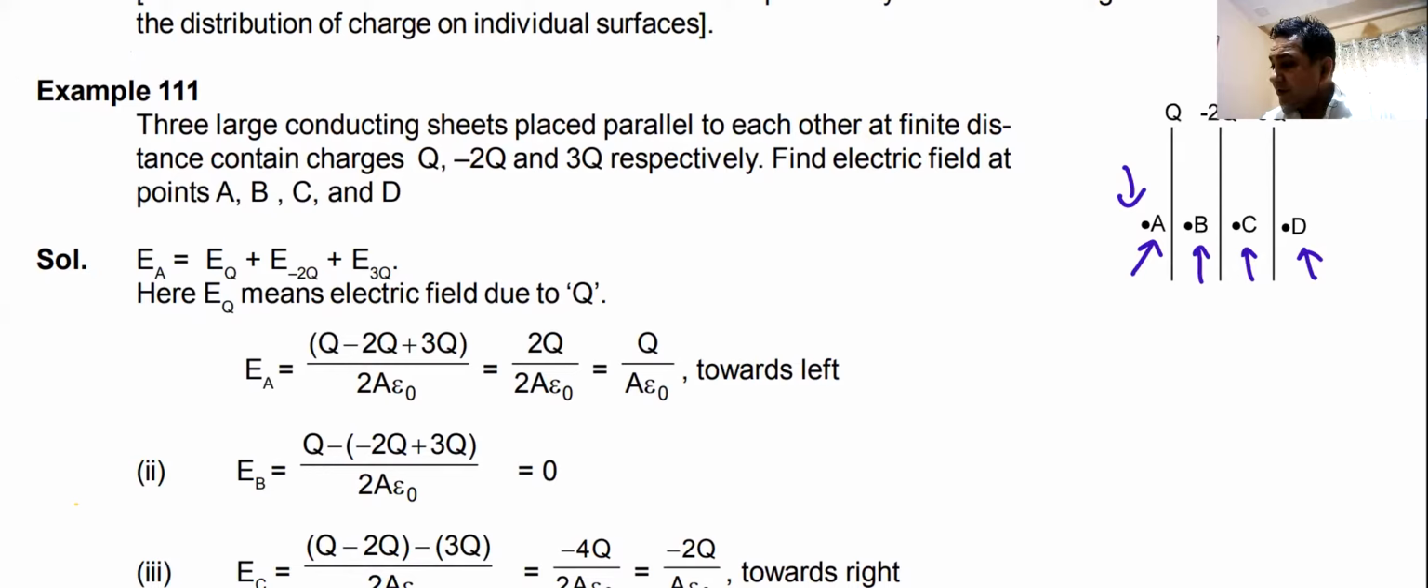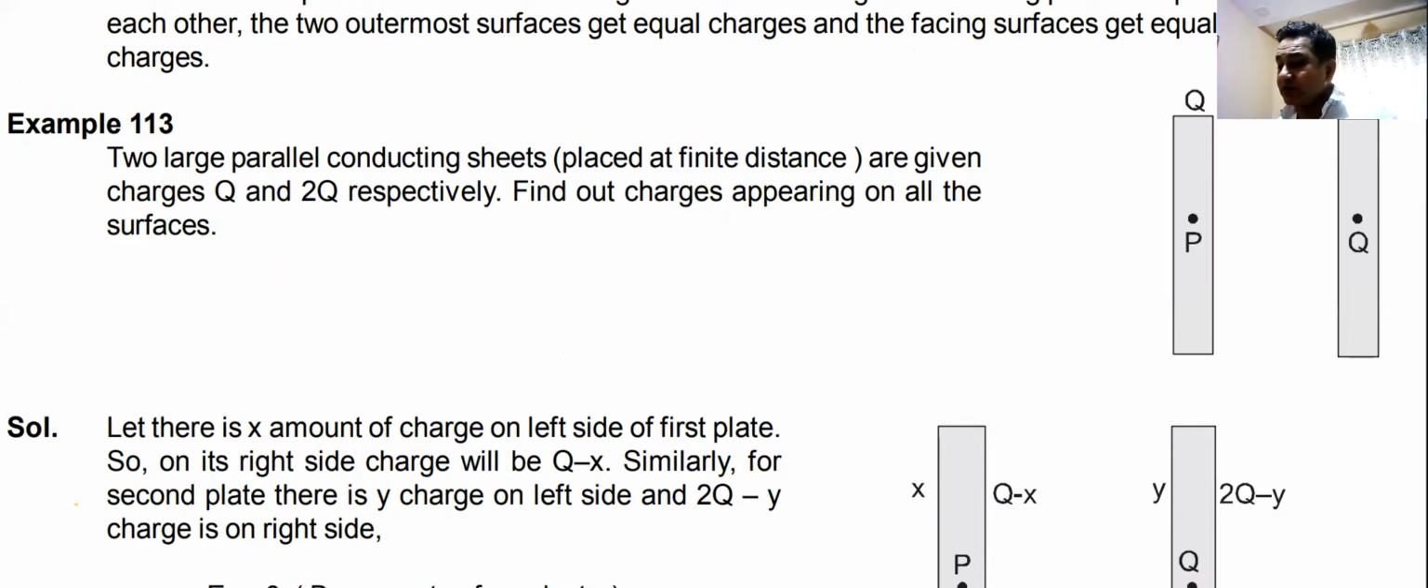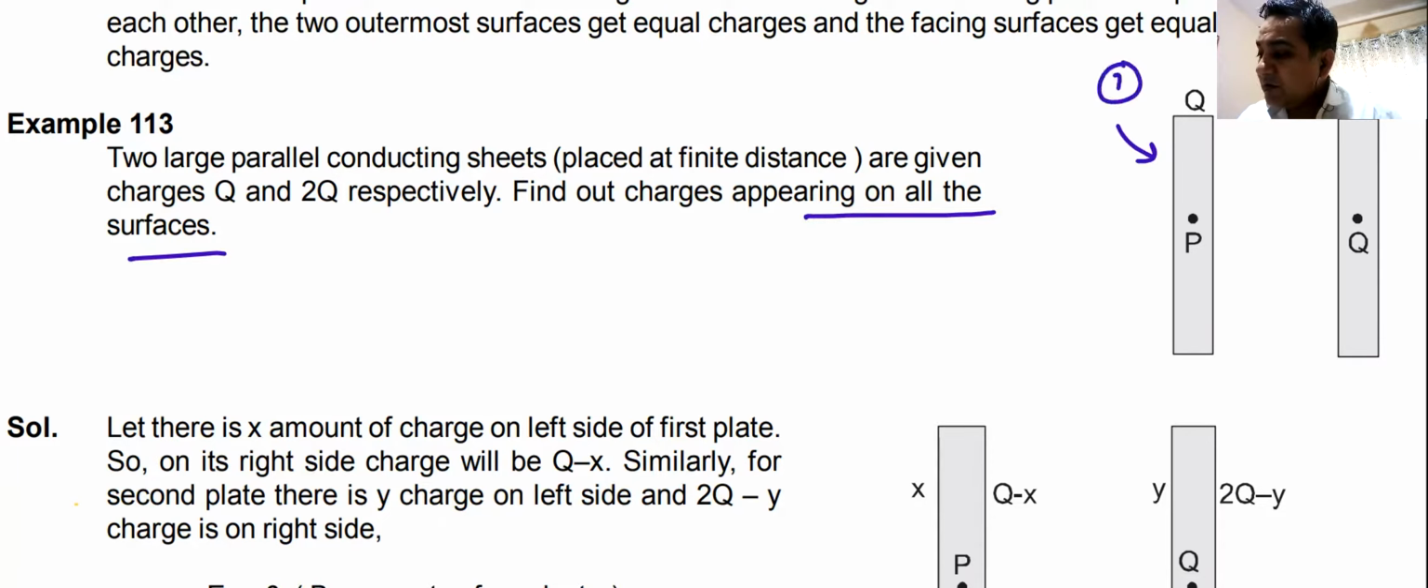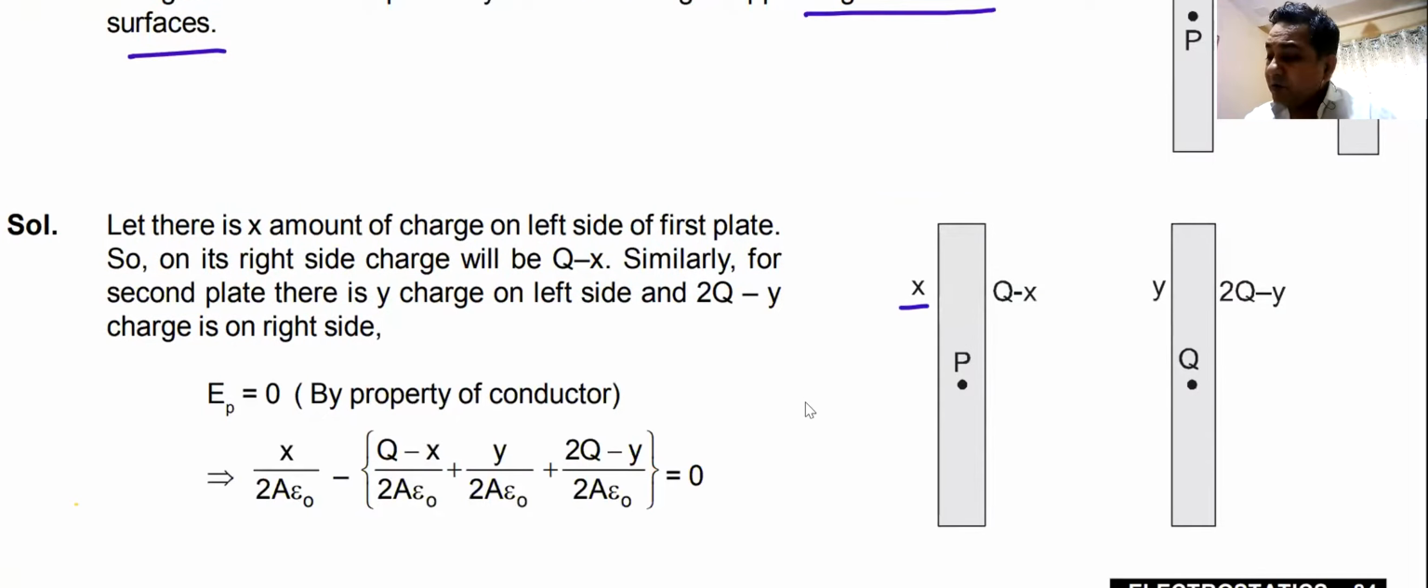Now, what questions can give you trouble is a question of this nature, which I told you that you might be asked to find the charges appearing on all these surfaces. This is surface number 1, this is surface number 2, this is surface number 3, and this is surface number 4. So how do you go about this? The simple way is the way that is given here. You start from the leftmost sheet, call the charge as x, then the charge on the other side becomes q minus x, where q is the total charge.